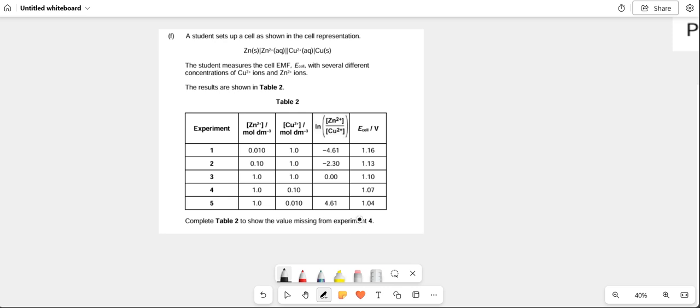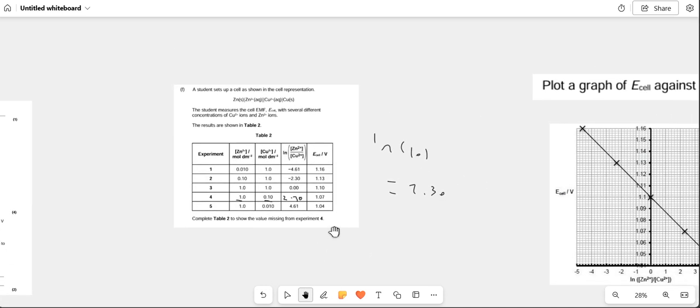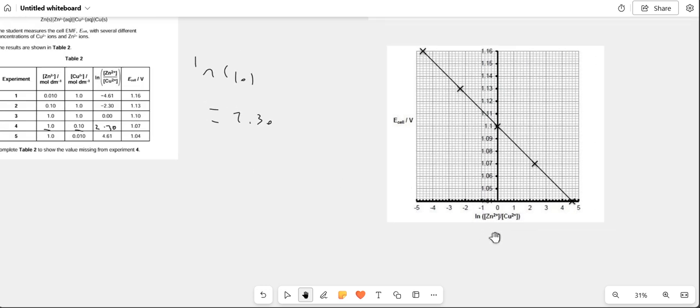The student sets up a cell as shown in the cell representation. The student measures the EMF in the cell with different concentrations. Zn2+ over that, so simple. Just do 1 divided by 0.1, that's 10. And then obviously ln of 10 will give you 2.30. So therefore in here it goes 2.30. Then it says to plot all this on a graph, so simple, just plot on the graph.